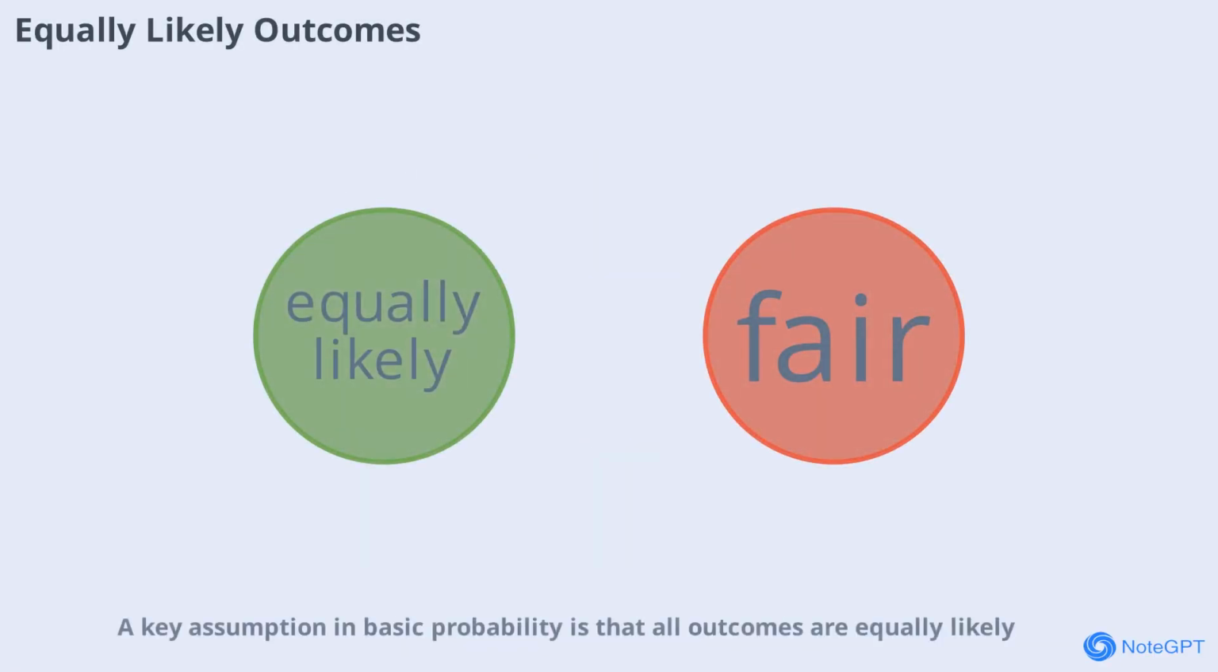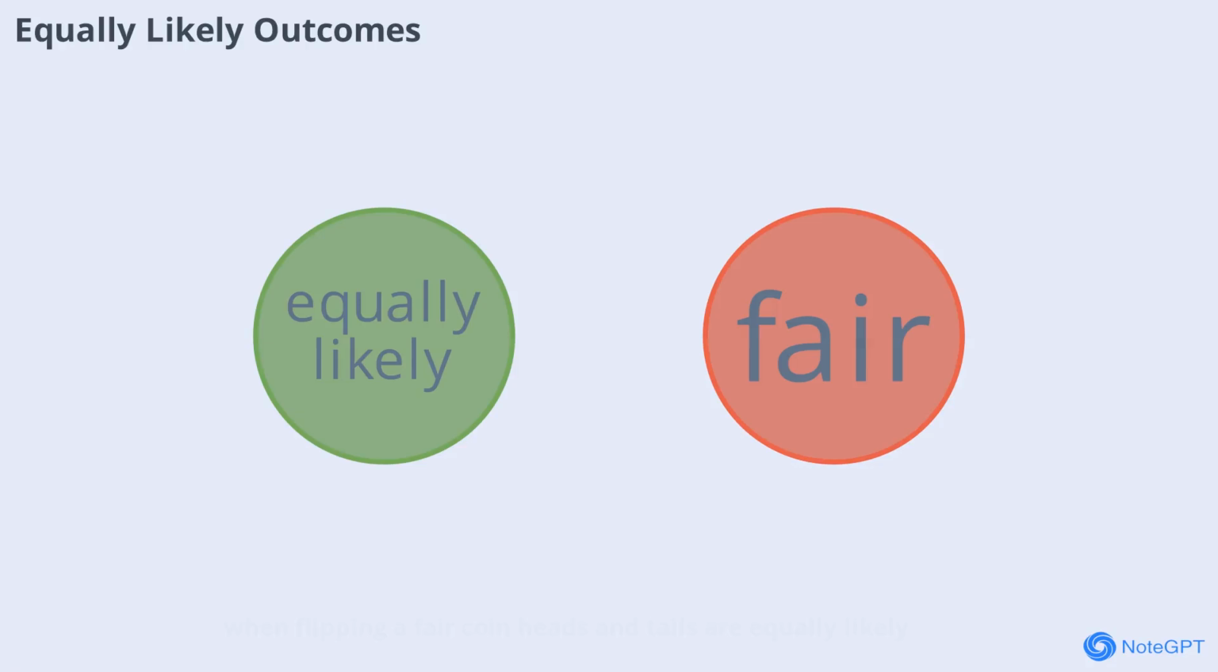A key assumption in basic probability is that all outcomes are equally likely. This means each possible result has the same chance of occurring. For example, when flipping a fair coin, heads and tails are equally likely. If outcomes aren't equally likely, we need more advanced methods to calculate probability. Recognizing when outcomes are equally likely helps us apply the basic probability formula correctly.